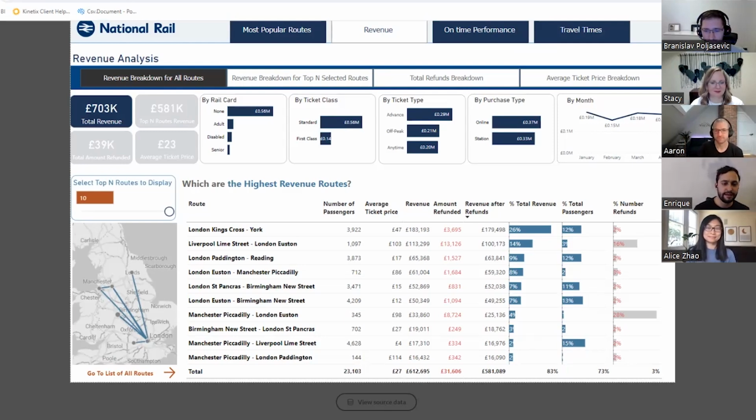The thing that I love about this one is, to your point, Branislav, the use of data bars or heat maps in tables lets you interact. Maybe I want to sort. Right now it looks like it's sorted by revenue after refunds, but if you wanted to look at percentage, you can very easily click on that column and it'll sort by that.